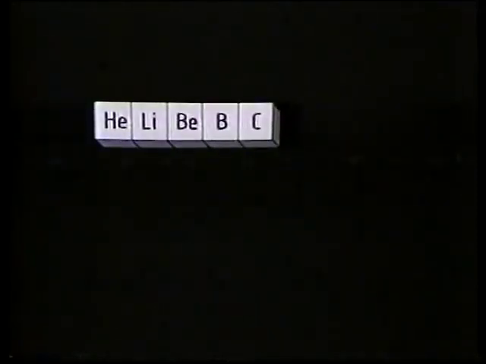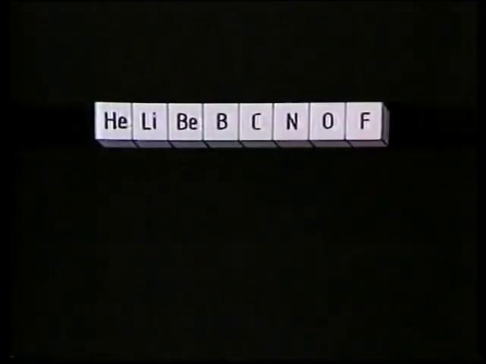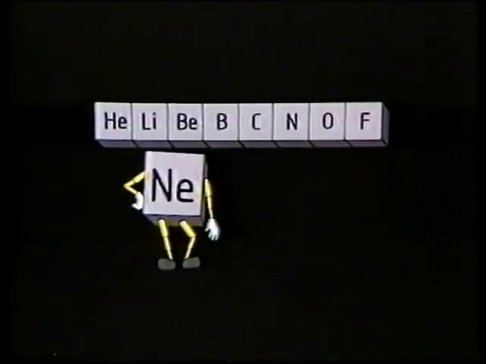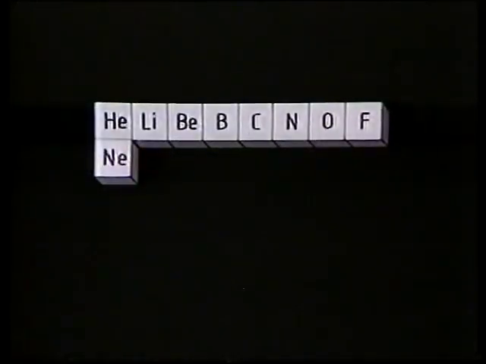The 8th element in this row is fluorine. Next comes neon. Now neon resembles helium in two very obvious ways. First, it's a gas, and second, it doesn't react with anything. We'll mark this similarity by putting neon underneath helium.